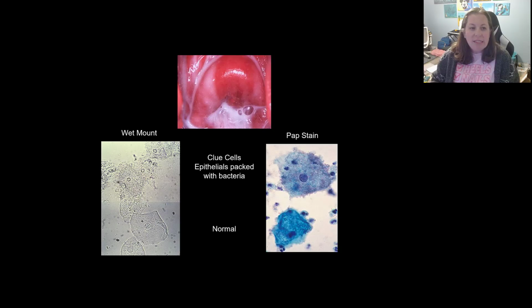So when you look here, you can see that with the wet mount, you could find clue cells which are present. These are epithelial cells that are packed with bacteria. The top is the ones that actually have the bacteria packed in there. The bottom cells are normal cells, and you have it from a wet mount as well as a Pap stain. And you also can see here the frothy discharge that may be present.